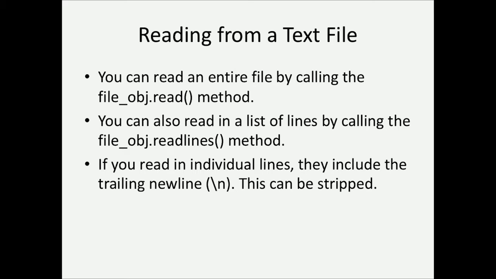You can also read in a text file as a list of lines, so this goes back to our list technology, which is very, very useful. So when we read a text file, we can optionally use the readlines method, and the readlines method will give us a list, a series of elements. Each one of those elements is a string representing a line of text. But remember, if we read in individual lines that way, we will get the trailing new line, and we will need to strip that away, or at least be aware of it.